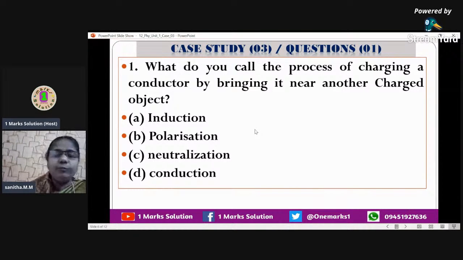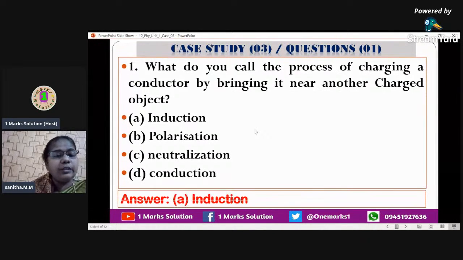That is one of the very important topics in this electrostatics. First, we will go for the questions. Based upon this charging by induction, we can go for the questions. The first one: what do you call the process of charging a conductor by bringing it near another charged object? Without any hesitation, you can say the answer, induction, no doubt. Here it is given polarization, neutralization, conduction. You are familiar with the polarization in optics, neutralization, of course, you know, and the conduction also, you know. So the answer is, without any doubt, the first one, that is induction only.